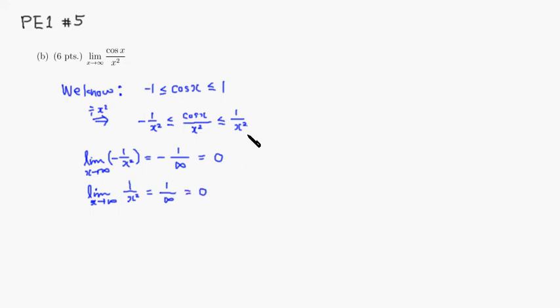So therefore, by the squeeze theorem, if the smaller guy goes to 0 and the larger guy goes to 0, the middle guy has to go to 0 because there's no other place to go. So you can see that this limit is going to be 0, and this is by the squeeze theorem.